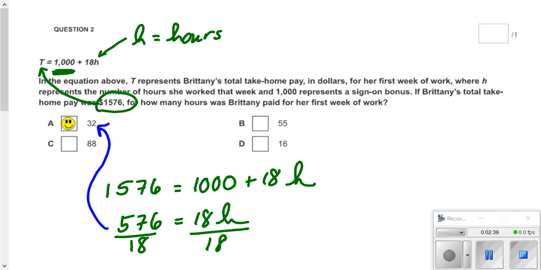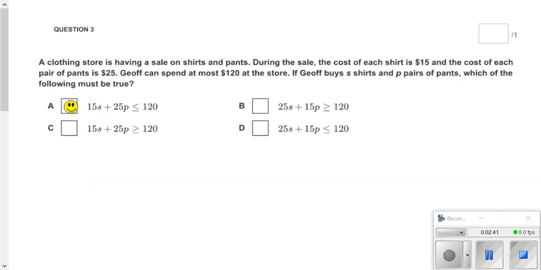Okay, question 3 was not missed by a ton of people, so I will just let you look at that. You can ask your teacher if you are confused about this question. Feel free to pause the recording.